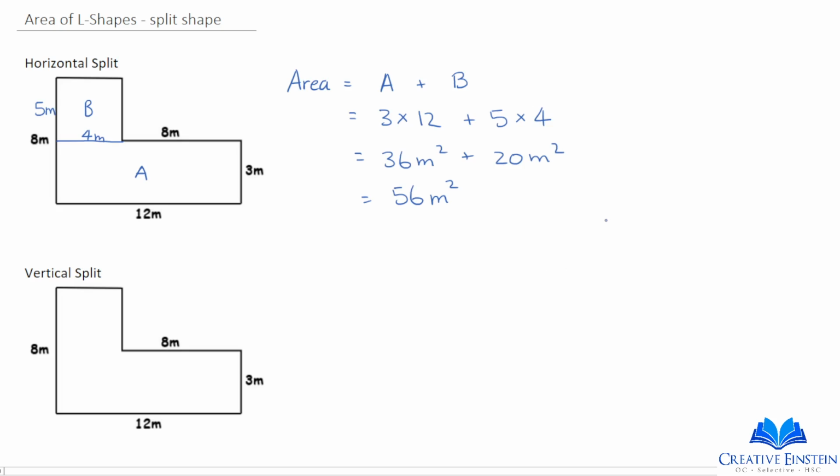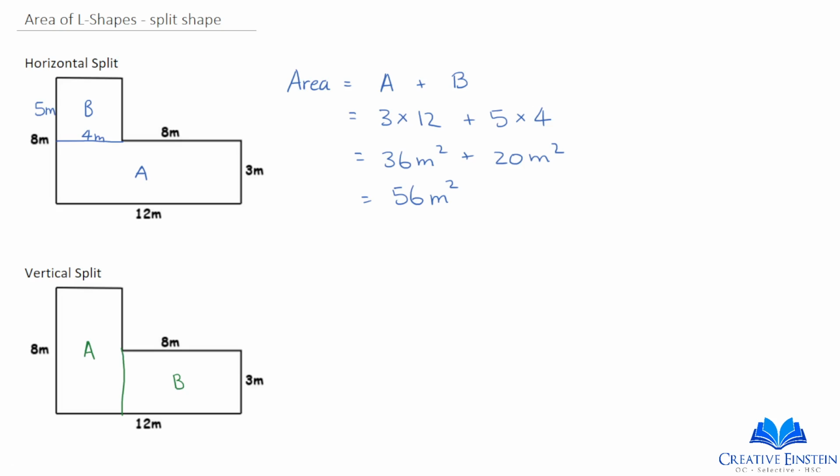Now we're going to look at the same shape again and do a vertical split this time, just to show that it doesn't matter which way you split, the answer should still be the same. So instead of splitting this way this time, we're going to split this way. So now I have two larger rectangles. I'm going to call this A and I'm going to call this B.